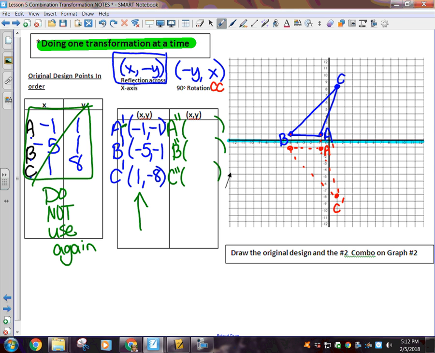Oh, what's my rule? My rule says that the y's came to the front and the x's went to the back. The y's went opposite when they came forward. The x's go back and stay the same. All right, so here we go. -1 goes to the front and goes opposite. So that's +1. -1 goes to the back and stays the same. -1 goes to the front and goes opposite. -5 goes to the back and stays the same. -8 goes to the front and goes opposite. 1 goes to the back and stays the same. So now I have my new points.